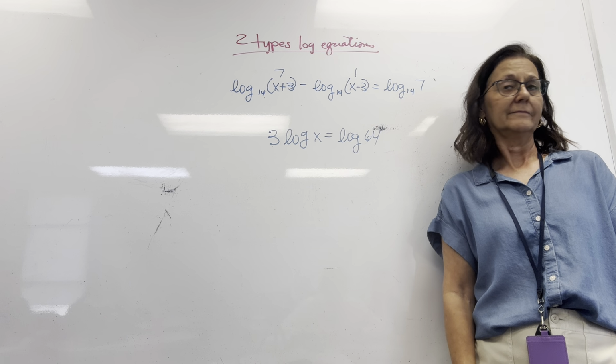Okay. Drop the logs, because that's what we were just doing. What is x? Cube root of 64 is 4. Got it? Does that make sense? Does 3 times the log of 4 equal the log of 64? Yes, because 64 could be written as 4 cubed.